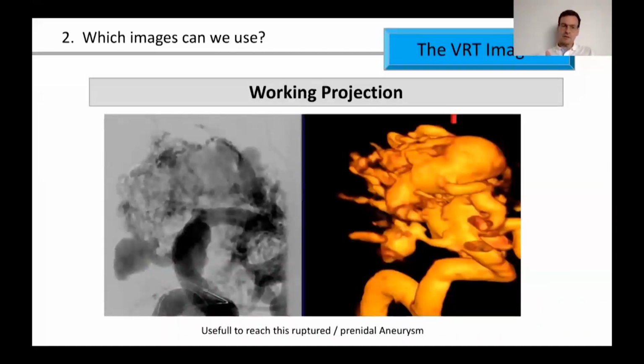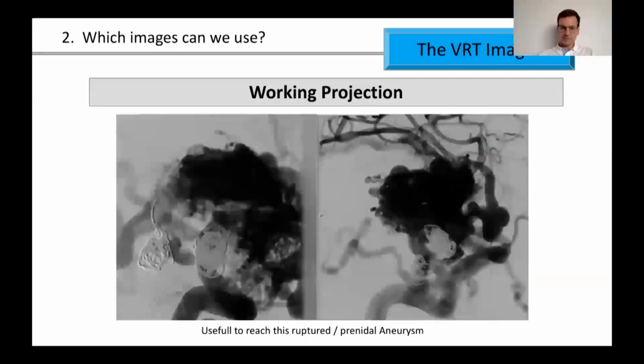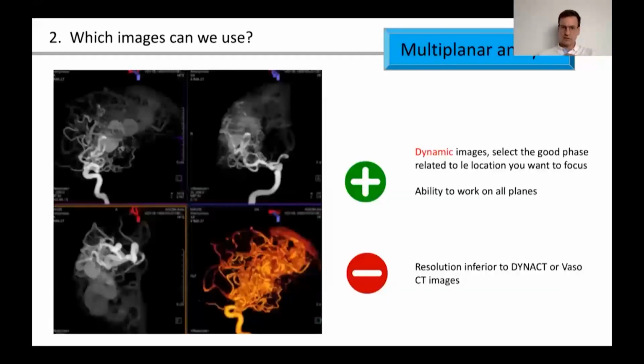Very interesting is one option you can have, to select one working projection. It is very useful in this case because it is a rupture case and we want to reach this prenidal aneurysm, and it's like when you are coiling an aneurysm: just select the good working projection using these 4D images first. And after, just the coiling of the prenidal aneurysm before the treatment of the AVM.